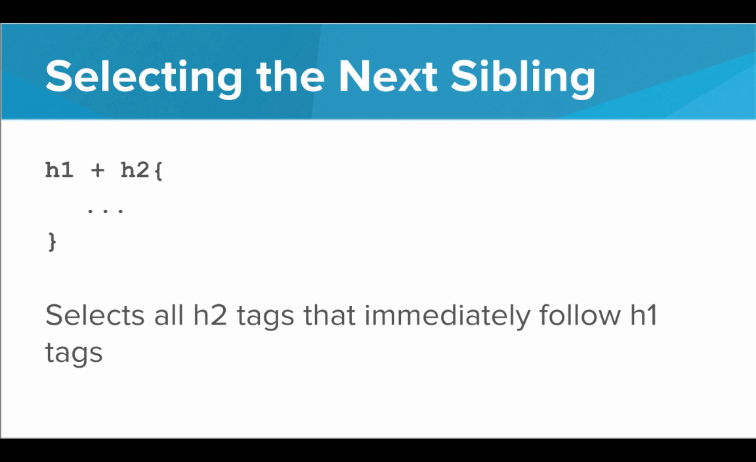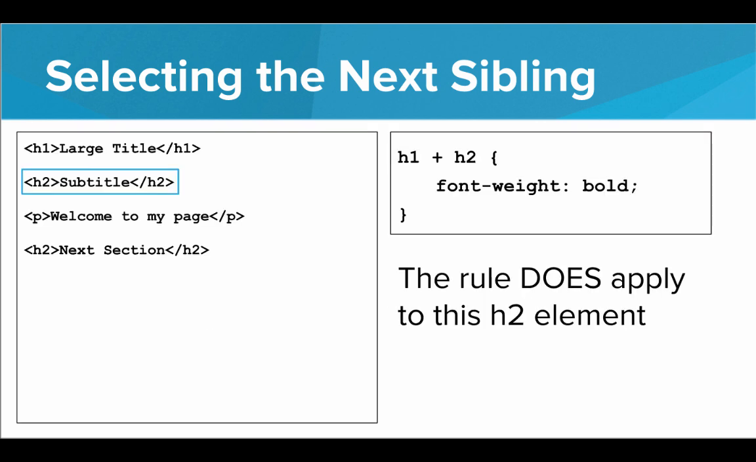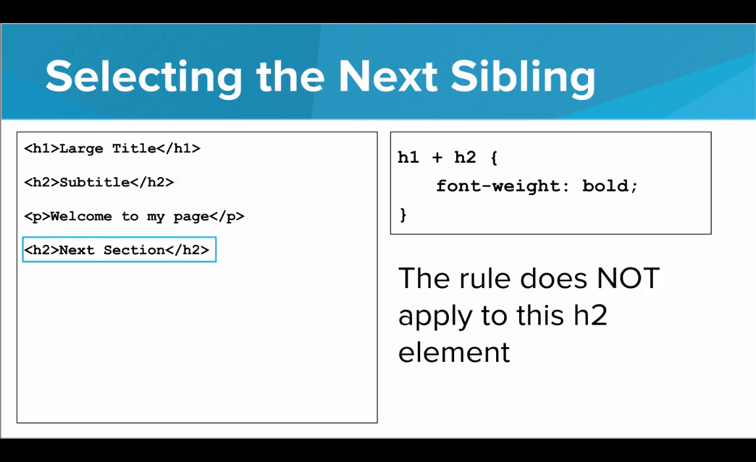So here, if we have h1 plus h2, this is going to select all h2 tags that immediately follow h1 tags. So in this scenario, we have an h1, an h2, a p, then an h2. The rule does apply to the first h2 element because it immediately follows an h1. It does not apply to the second h2 element because it's not the next sibling. The second h2 is actually the next sibling of a p tag, not of an h1 tag. So here, only the first h2 would be affected. The second one does not get affected by the CSS rule.